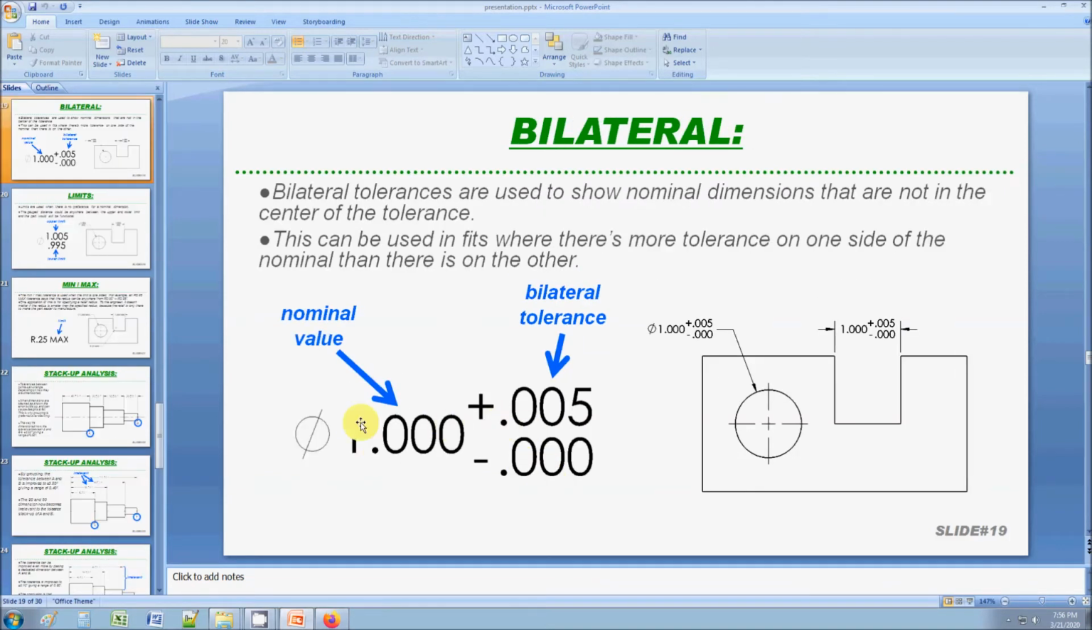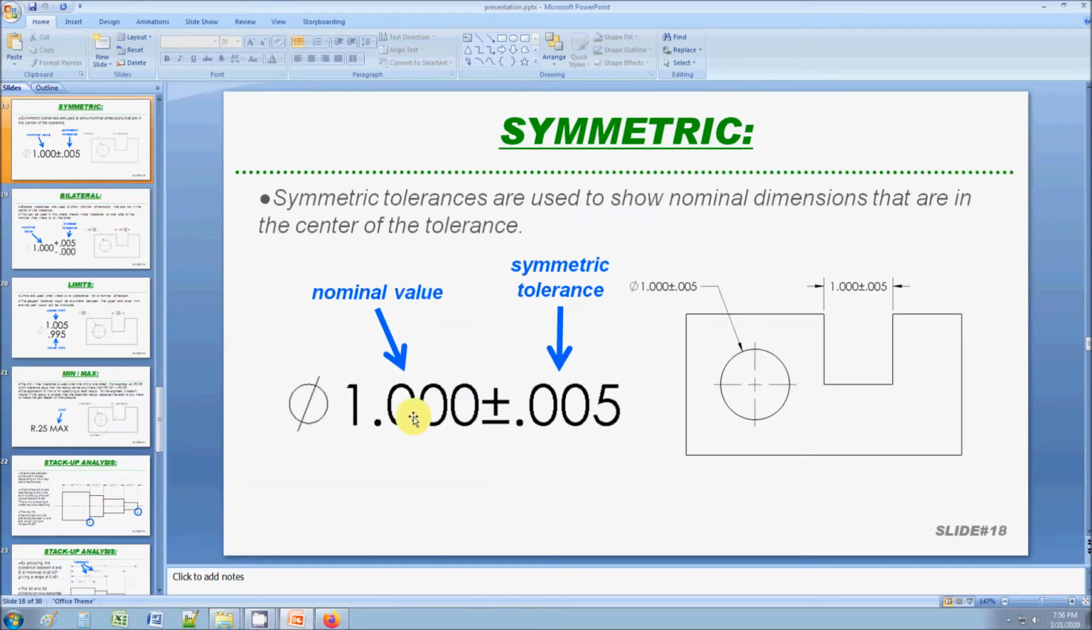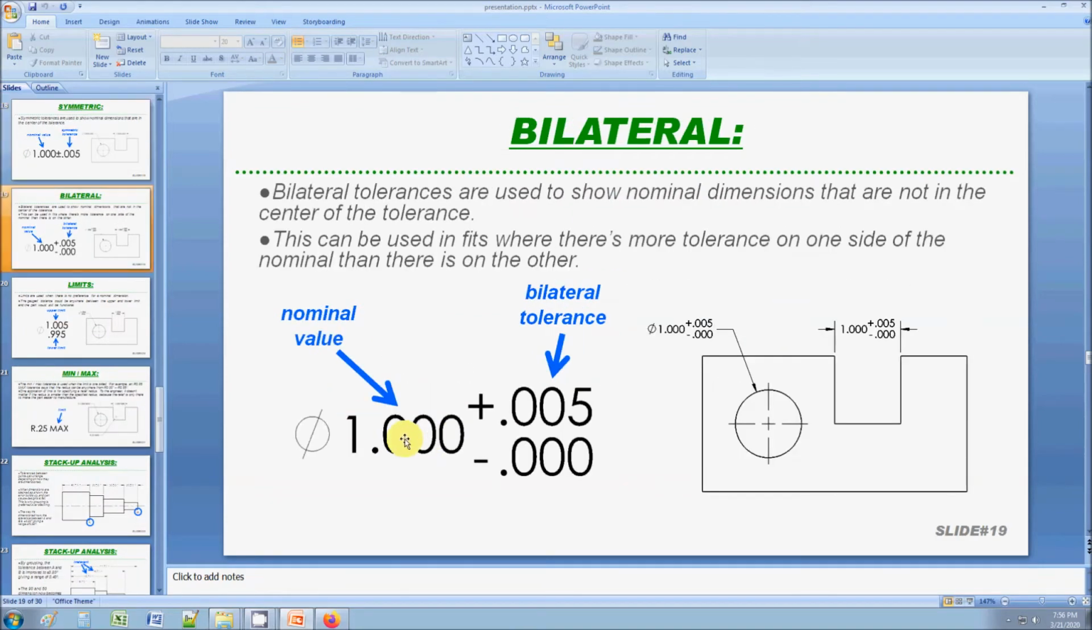Bilateral means the nominal is not on the center. In the symmetrical, the nominal is on the center. In a bilateral, it's not. One end, the lower end or the upper end, is going to be different. And sometimes I've come into that situation. A lot of times I had a little bit more freedom on one side of the nominal than the other, and I decided to use a bilateral for that.